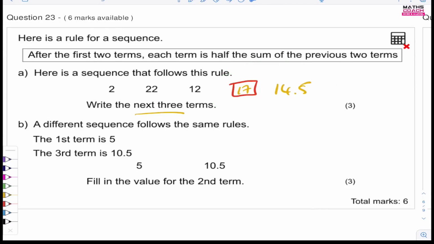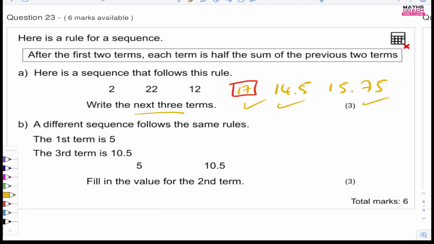Now to find the third term in our three terms, we're going to add these two up. So 14.5 plus 17, and then divide by 2. We'll divide the answer by 2, and that gives us 15.75. So these are our three terms. Part B, a different sequence follows the same rules. The first term is 5. The third term is 10.5.